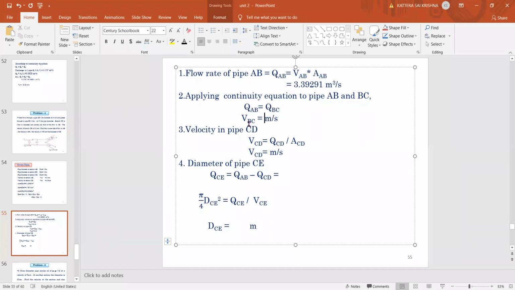Any doubt here? If you have doubt, you ask me, I'll tell. Solve it slowly. So VBC equal to QAB by area of BC. 1.92 meter per second. Yes, others, please solve and check whether you're getting the same answer or not. 1.92 meters per second.